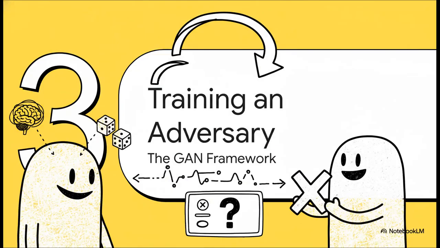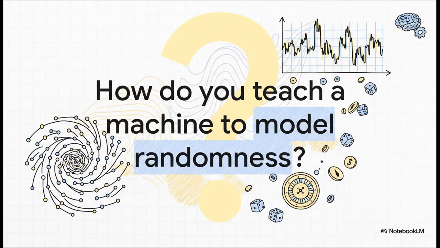Okay, so we have this incredibly powerful tool for modeling randomness. But, and this is the big question, how do you actually train it to be realistic? Well, the researchers here came up with a brilliantly clever solution. You make it play a competitive game against another AI. Really think about that for a second. This is the crucial question.